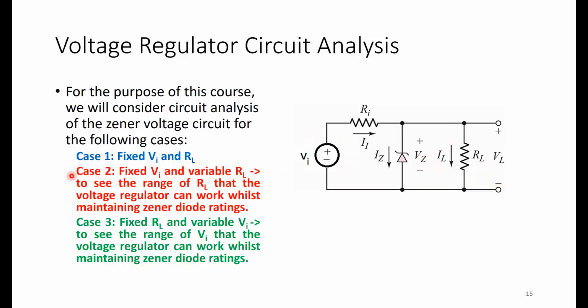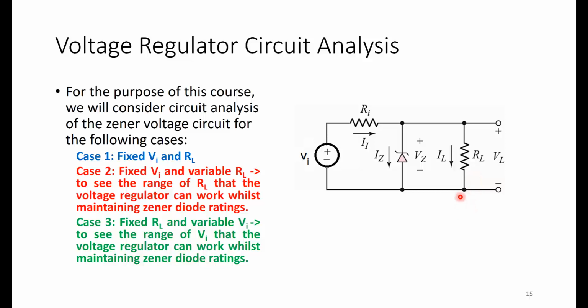For case 2, the whole idea of this voltage regulator is so that it can tolerate varying values of resistances connected to the voltage regulator, yet it can still maintain the same VL across the different values of RL within a certain range. So for case 2, we want to know what that range is. What would RL min be and what would RL max be?